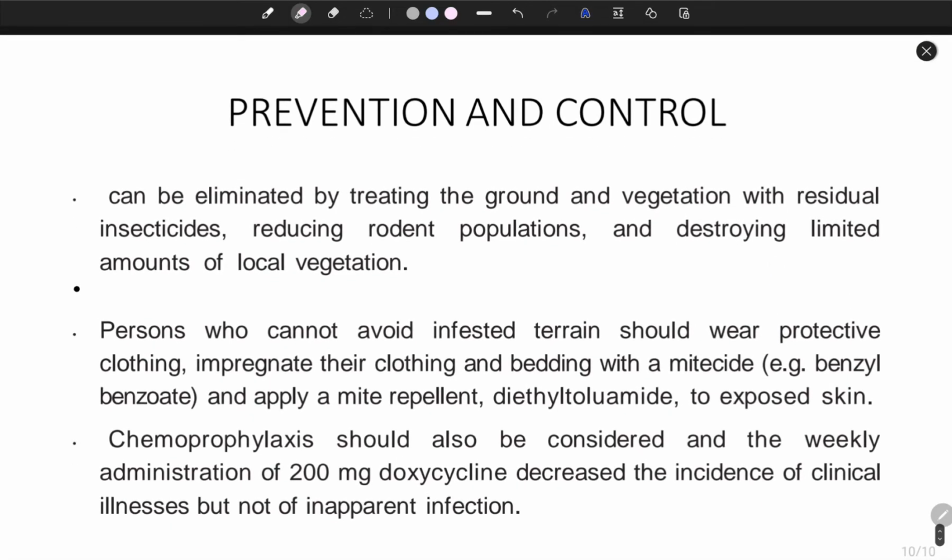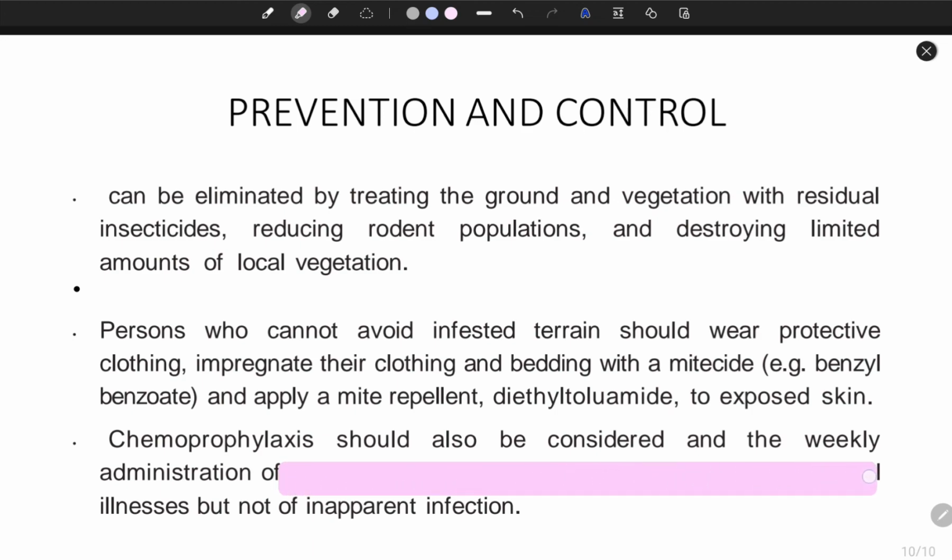Now, prevention and control. Rickettsial diseases can be controlled by treating the ground and vegetation with residual insecticide, reducing the rodent population and destroying a limited amount of the local vegetation. A person who cannot avoid the infected terrain should wear protective clothing, impregnate their clothes and bedding with miticide like benzyl benzoate, and apply mite repellent diethyltoluamide to exposed skin. Chemoprophylaxis should also be considered, and weekly administration of 200 mg doxycycline decreases the incidence of clinical illness but not the inapparent infection.